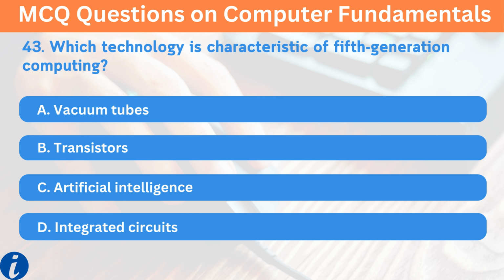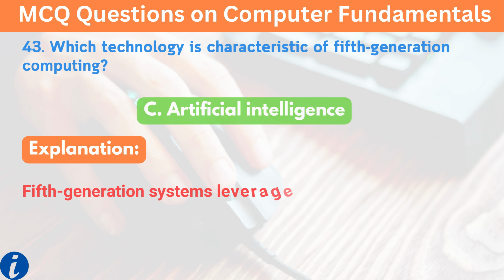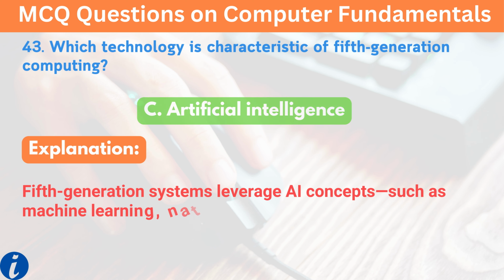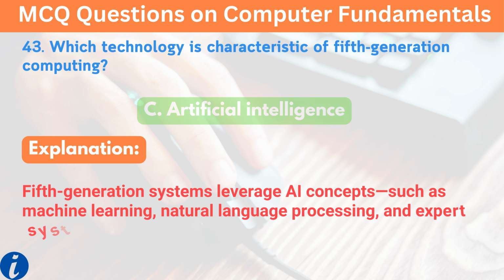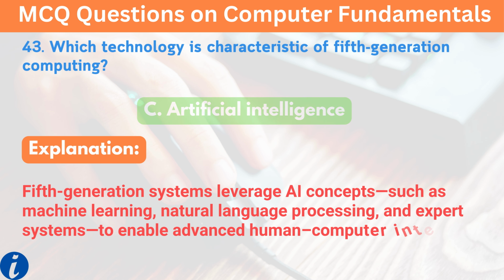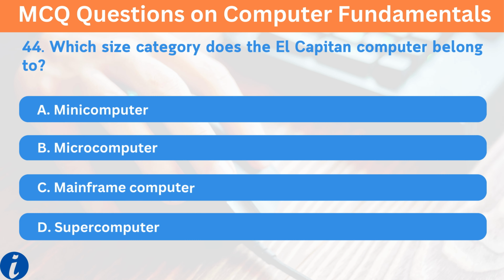43. Which technology is characteristic of fifth-generation computing? A. Vacuum tubes. B. Transistors. C. Artificial intelligence. D. Integrated circuits. The correct answer is C. Artificial intelligence. Explanation. Fifth-generation systems leverage AI concepts, such as machine learning, natural language processing, and expert systems, to enable advanced human-computer interactions.